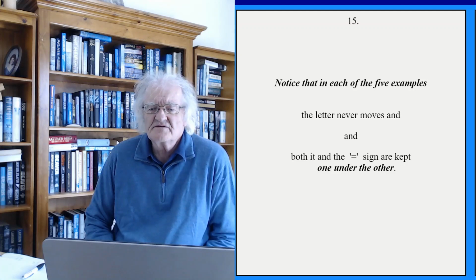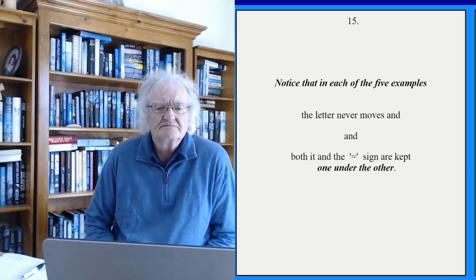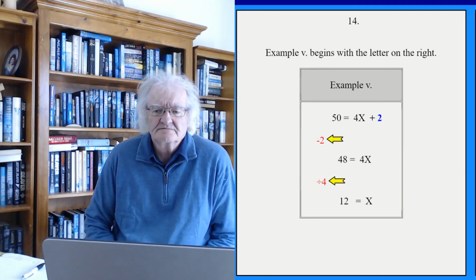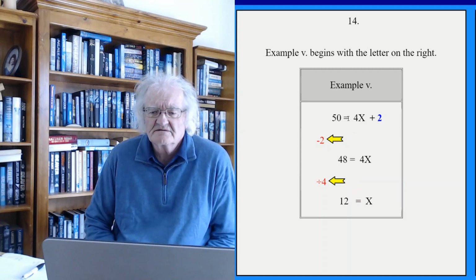Notice that in each of the 5 examples, the letter never moves. And both it and the equal sign are kept one under the other in the working. As you can see, the equal signs and the letters stay put. What changes is the presence and appearance of the numbers.